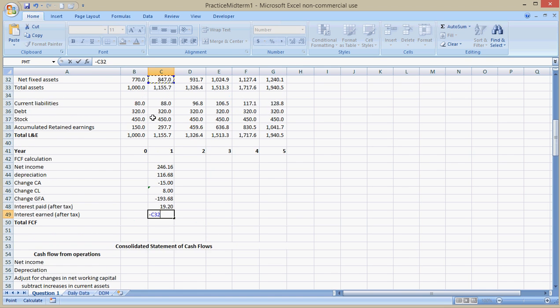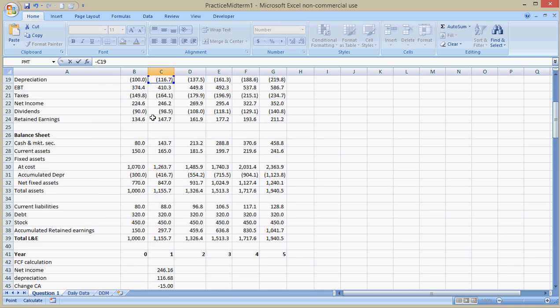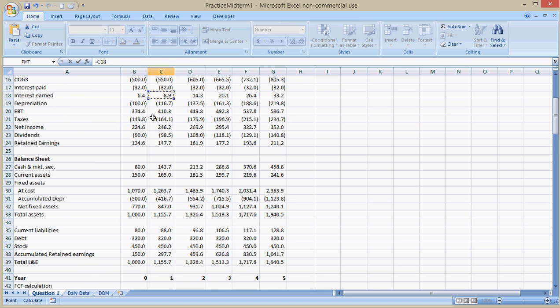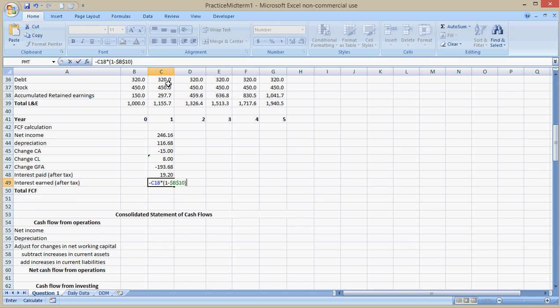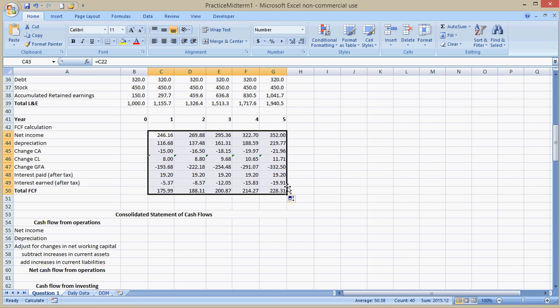And then I have this opposite problem here with interest earned. I'm going to subtract that and do the after tax, so 1 minus the tax rate, and press F4, and my total free cash flow, Alt equal, there we go, it's roughly 176, and then copy all these across. And I feel good about doing this because that number 228 is what matches the book. In real life, I would probably want to do much more checks because I don't have the book.